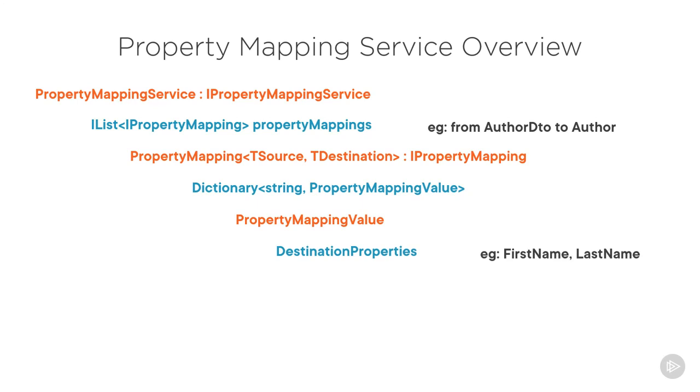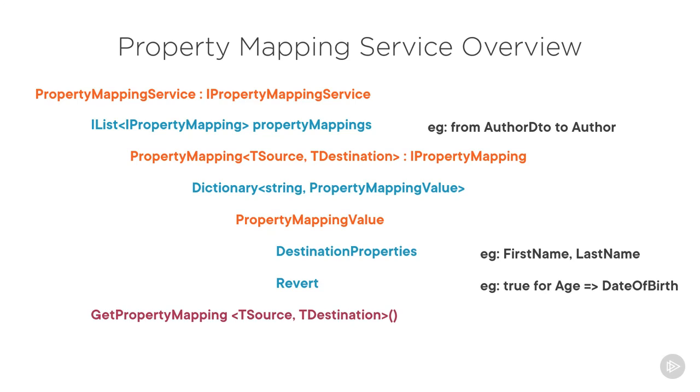And we will need something else. As mentioned, in case of age, the sort order should be reversed, as when we sort ascending by age, that actually means we sort descending by date of birth. So, our property mapping value should also have a revert property. With that, we have all the information we need for our mappings. On our property mapping service, we should then have a method to get a specific mapping. Get property mapping from source to destination, for example, from author DTO to the author entity. It's a bit of work, but in the long run, this really helps towards reusability. Let's dive in.